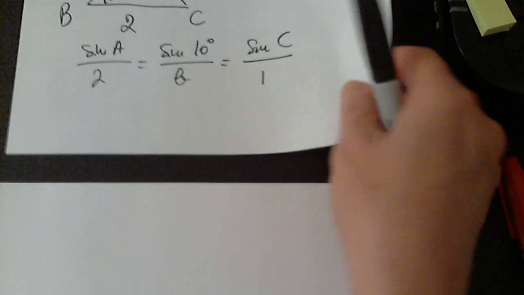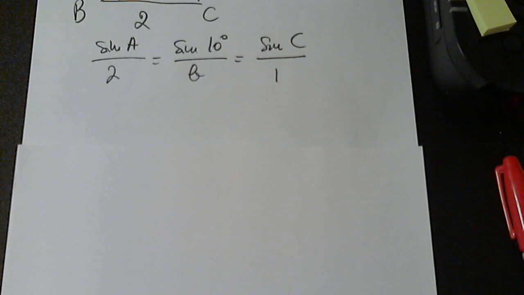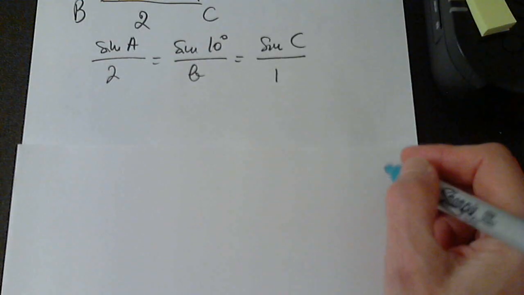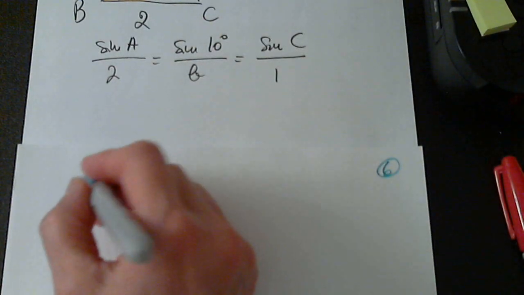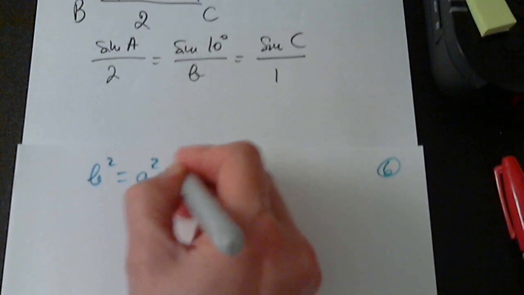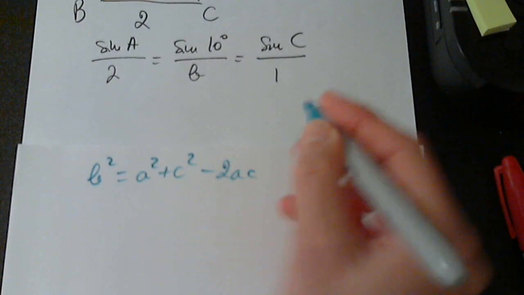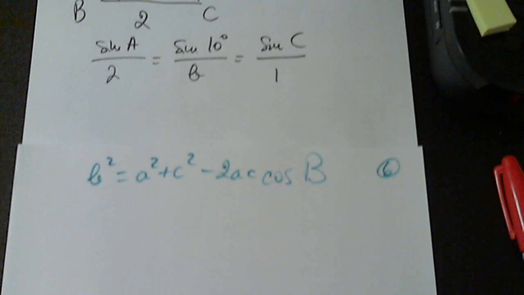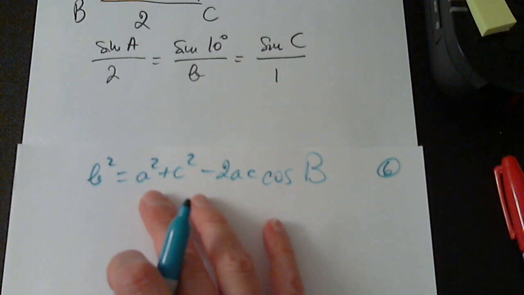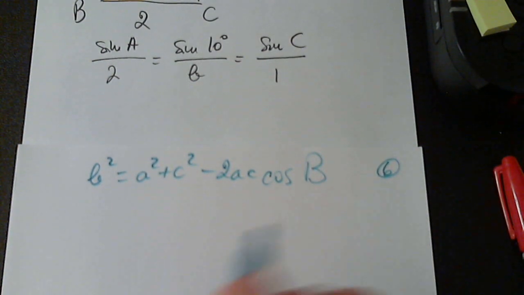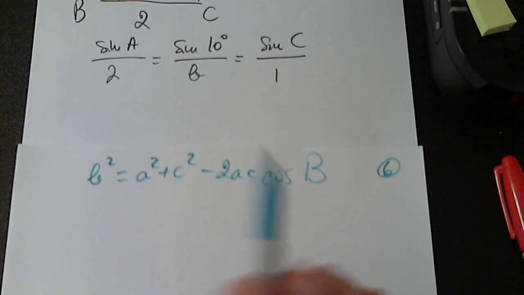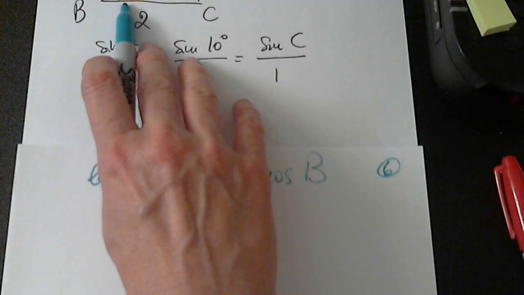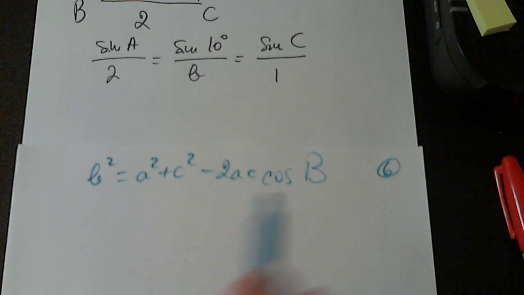It can wait if we want to proceed that way. We don't have to, but we have to determine b. And remember, b squared equals a squared plus c squared minus 2ac cosine B. And we have everything. We have a, which is 2, we have c, which is 1, and we have angle B, which is 10. So everything here is known. So we can determine b squared.